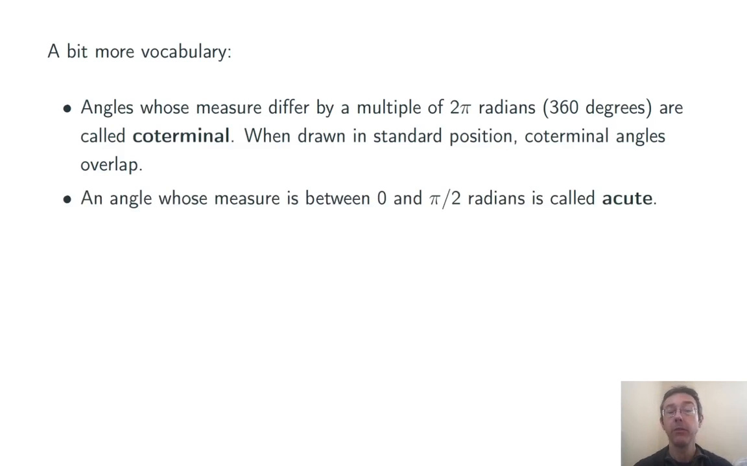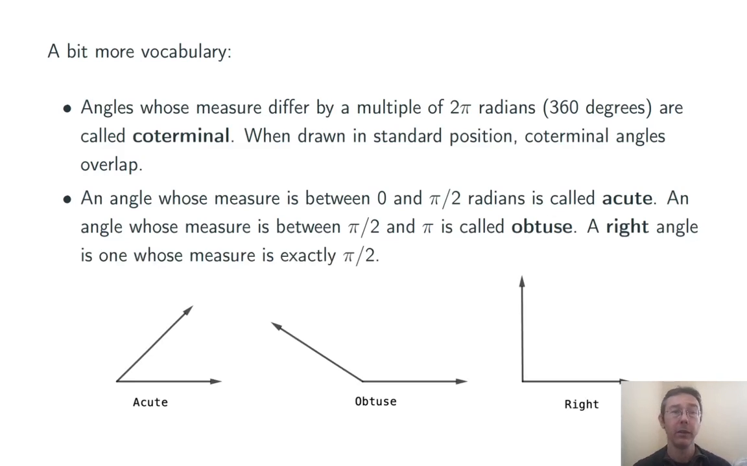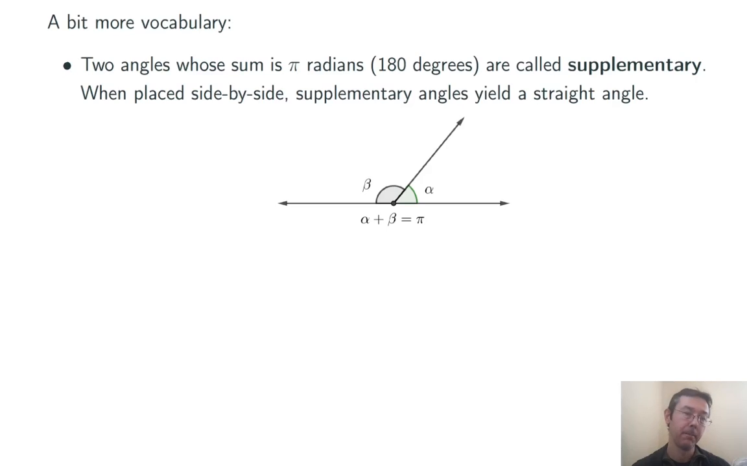Angles whose measure is between 0 and pi over 2, so 0 and 90 degrees, are called acute, and angles whose measure is between pi over 2 and pi are called obtuse. Here's some examples. A right angle, of course, is one that has a measure of exactly pi over 2 or 90 degrees. It's an angle that you would see at the corner of a square or rectangle.